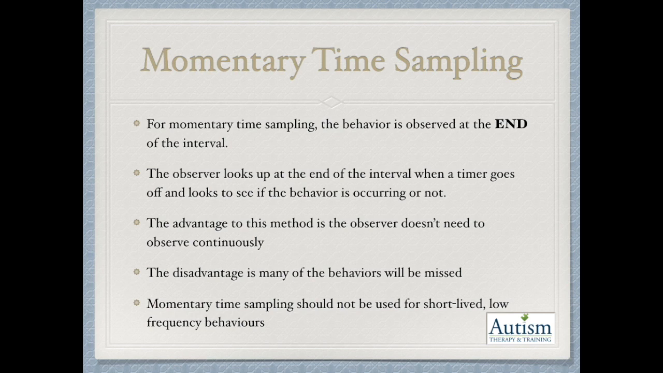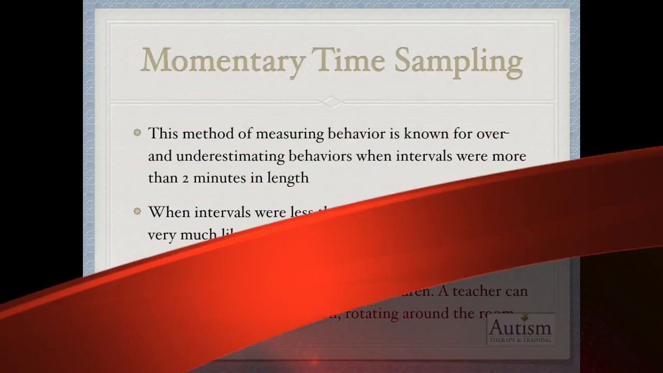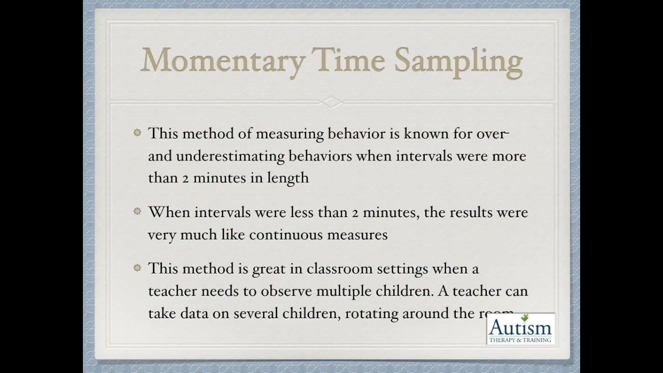The advantage to this method is the observer doesn't need to observe continuously and only needs to look at the end to see if the behavior happened or not. The problem with this method is many behaviors get missed. This method of measuring behavior is known for over and underestimating behaviors when intervals were more than 2 minutes in length. When intervals were less than 2 minutes, the results were very much like continuous measures such as frequency data.